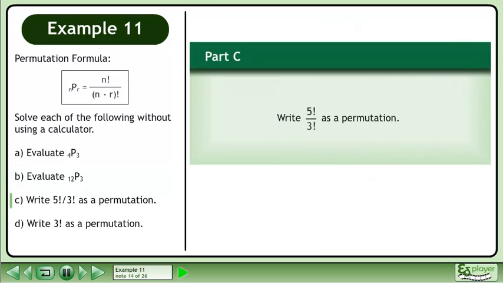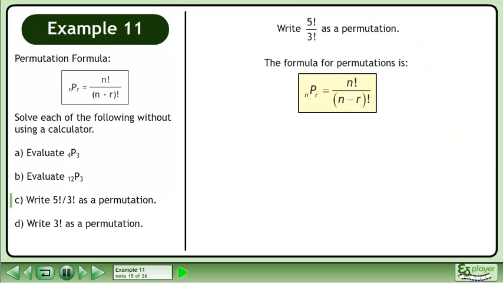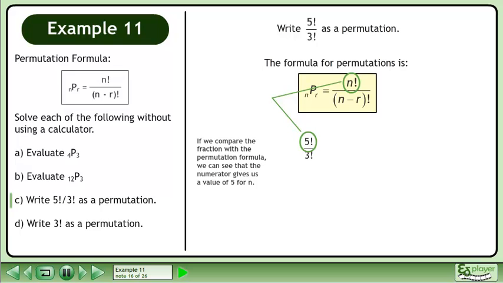In part C, write 5 factorial over 3 factorial as a permutation. The formula for permutations is nPr equals n factorial over n minus r factorial. If we compare the fraction with the permutation formula, we can see that the numerator gives us a value of 5 for n.